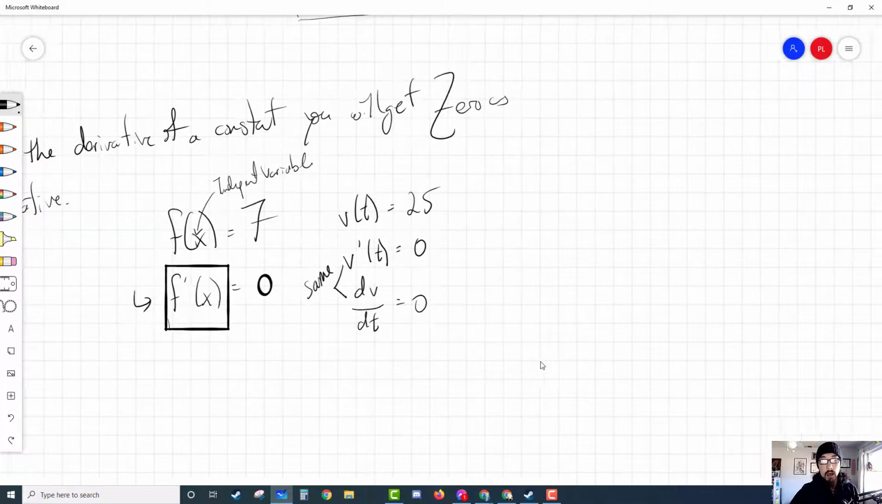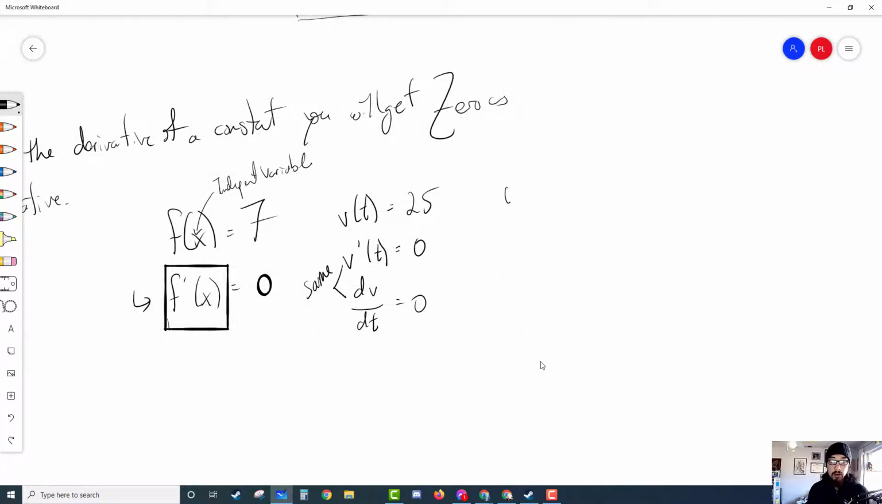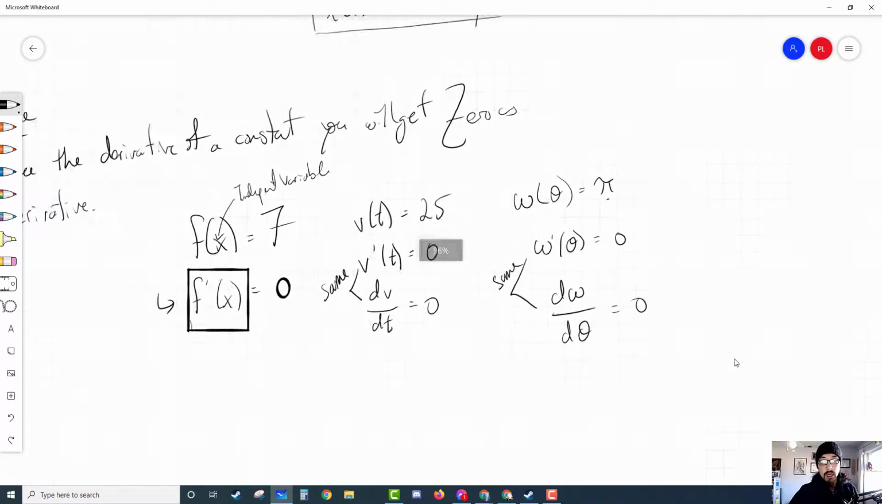All right, now another one that I want to show you, let's say we have omega of theta is equal to pi. Here I chose Greek letters because I want to kind of throw you off. We see that this pi, which we know to be a constant, doesn't have the independent variable theta attached to it. And because that is the case, this pi is a constant, and we can write it as omega prime is equal to 0, or we can write it like this, d omega/d theta equals 0. Once again, this is the same thing. All right, so that's the constant rule. If you have a constant, the derivative of the constant will be 0.